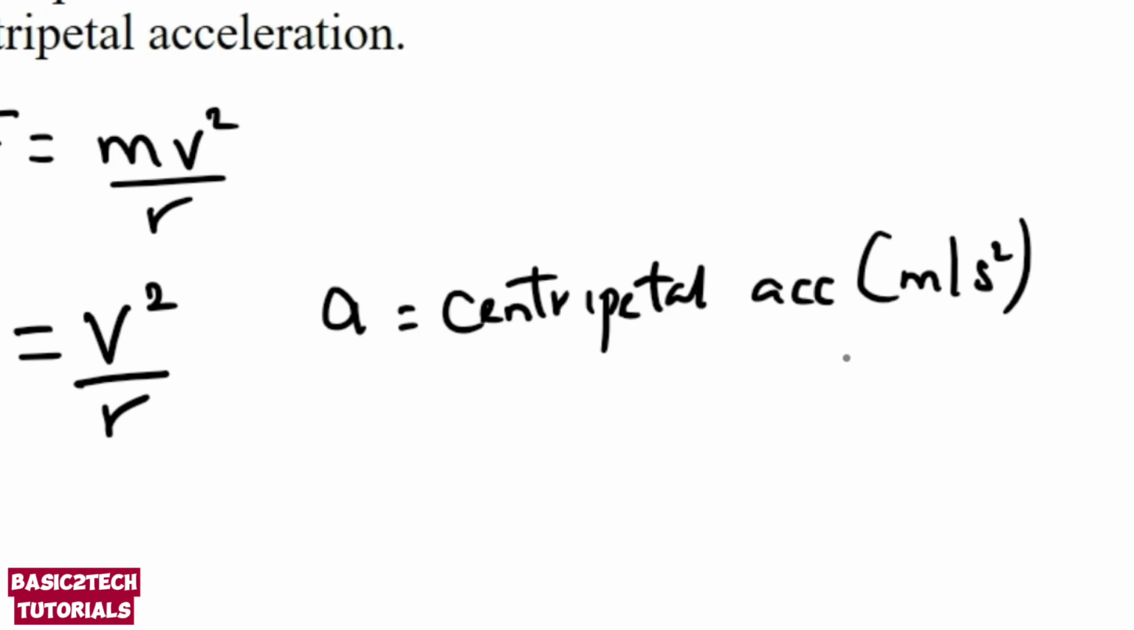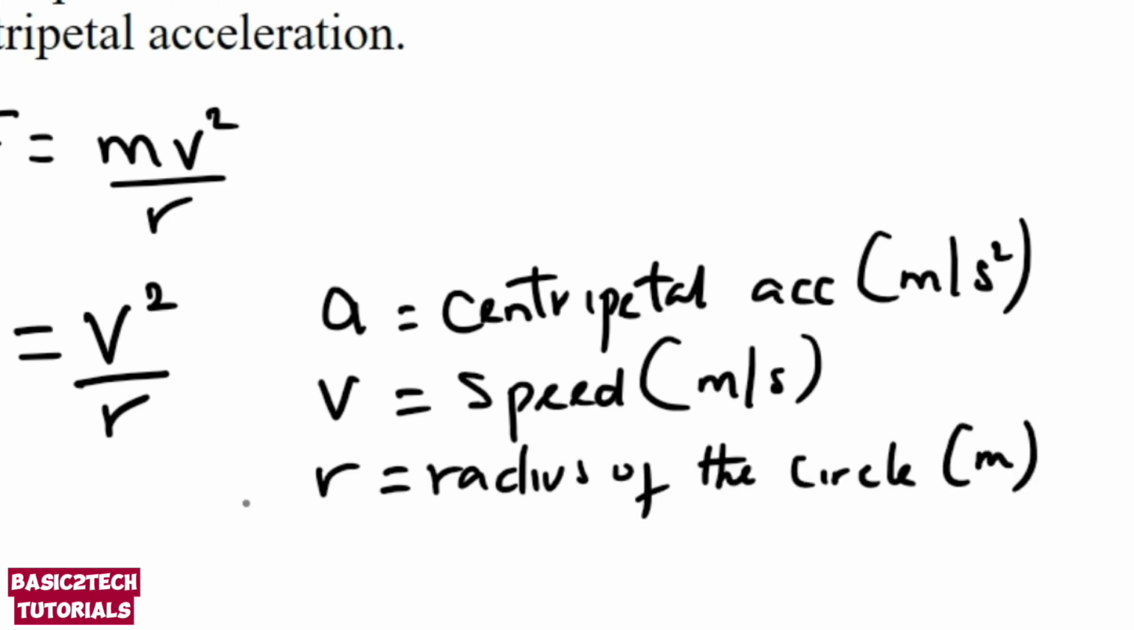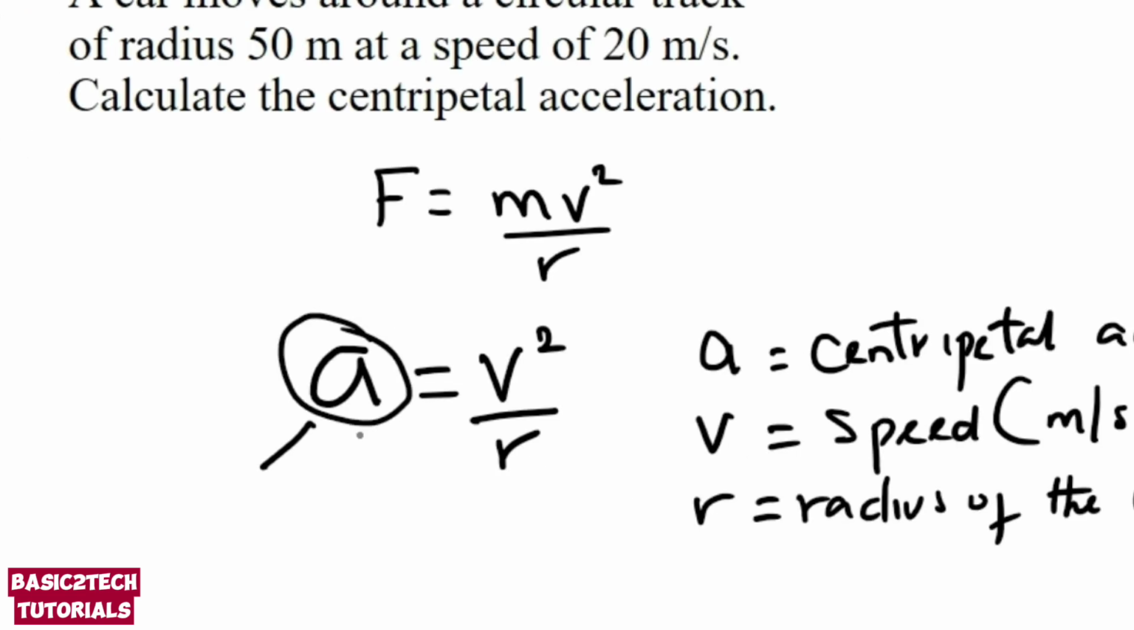The v is the speed, and is in meters per second, and the r is the radius of the circle in meters. CAPE will always give you the speed and the radius. They want you to find the acceleration. This is the equation: acceleration equal to v squared over r.